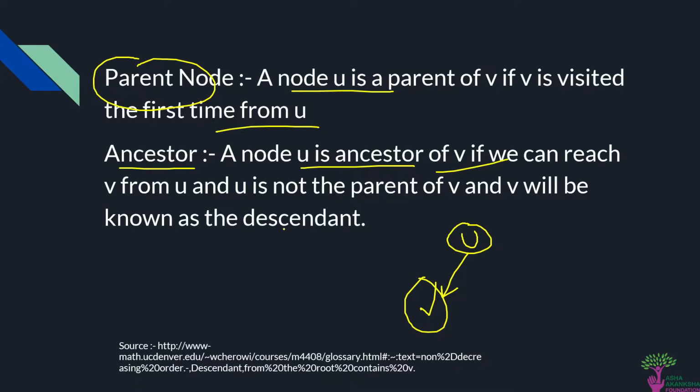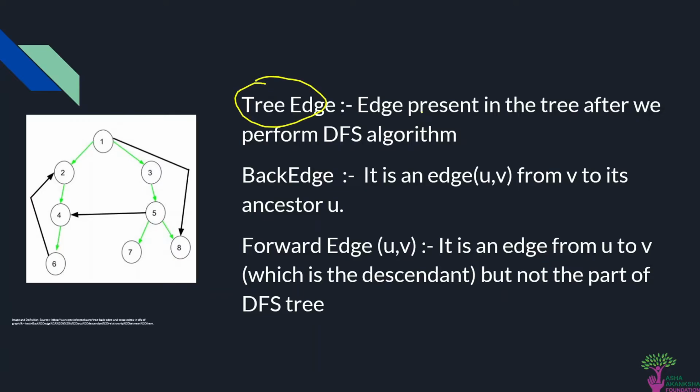So moving on, we have a tree edge. An edge which is present in the tree after we perform the DFS algorithm is known as the tree edge. Here in this figure, all the green edges, like 1 to 2, are the tree edges. So let's see what is a back edge. It is an edge from V to its ancestor U. Here in this figure, 2 is an ancestor of 6 and there is an edge from 6 to 2, which is to its ancestor, therefore it is a back edge.